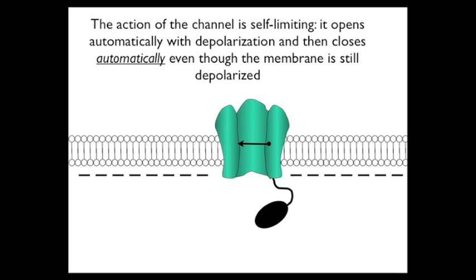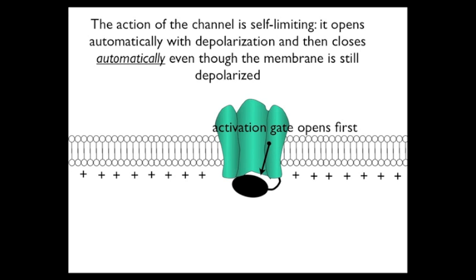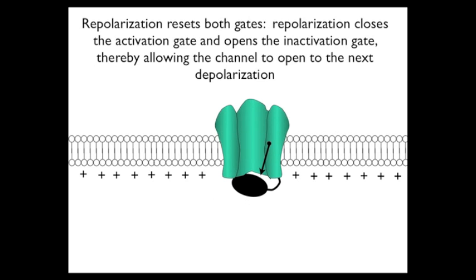It's sort of like a clicker. Click, click, click, click. Watch. Opens, closes. The inactivation gate closes a jiffy later, but it always closes automatically, and the membrane potential is not changed. Repolarization resets both gates. Repolarization closes the activation gate and opens the inactivation gate, thereby allowing the channel to open to the next depolarization.